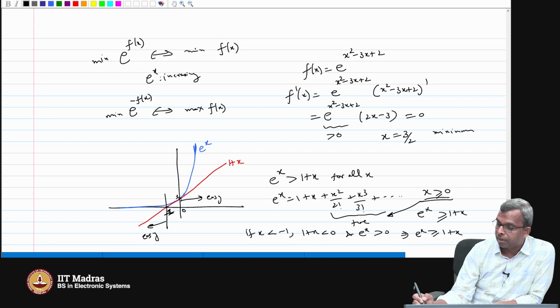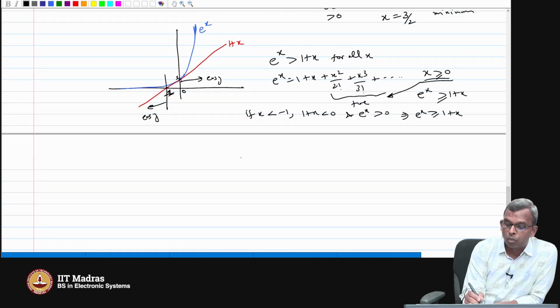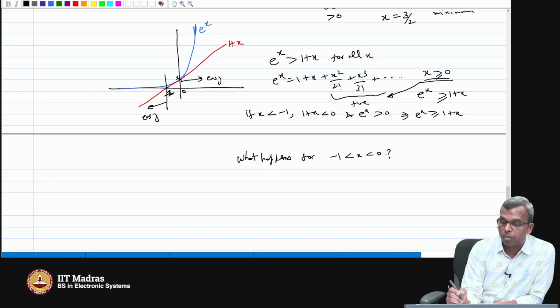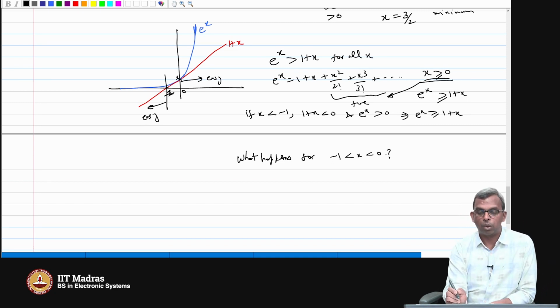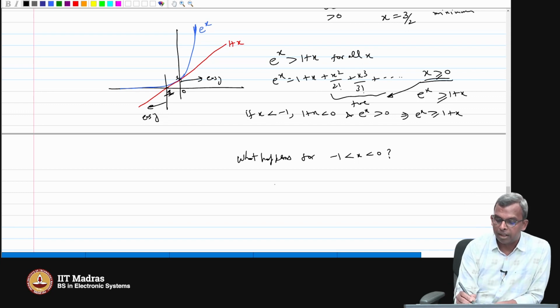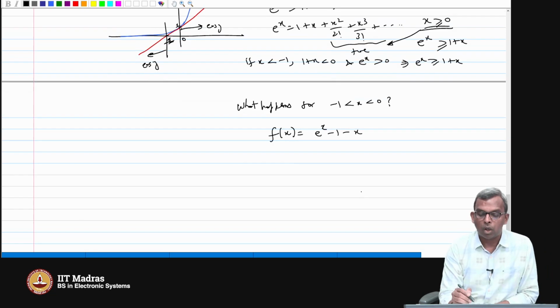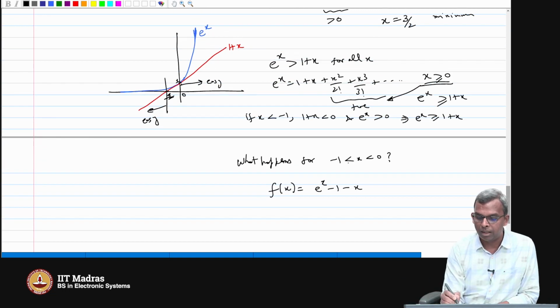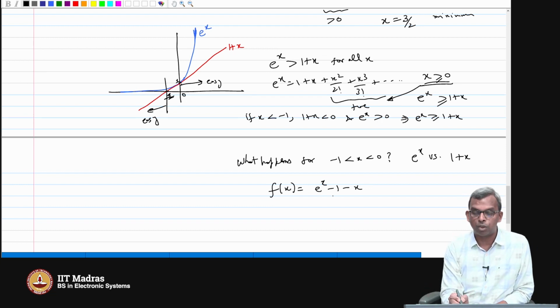Okay. So, what happens for minus 1 less than x less than 0, right. This is what we have to figure out. Okay. For these kind of things, there is a little trick here. You look at this function f of x equals e power x minus 1 minus x. So, I want to look at the question of what happens for x between minus 1 and 0, or generally any x, right. What happens for any x when you want to compare e power x versus 1 plus x. One way of doing it is to look at the difference of these two functions. F of x equals e power x minus 1 minus x.